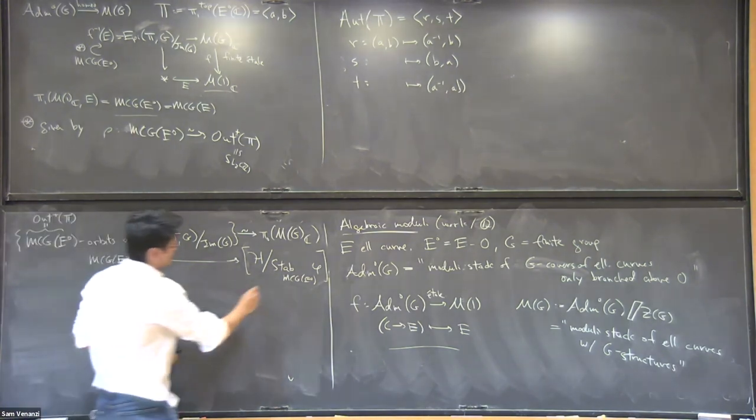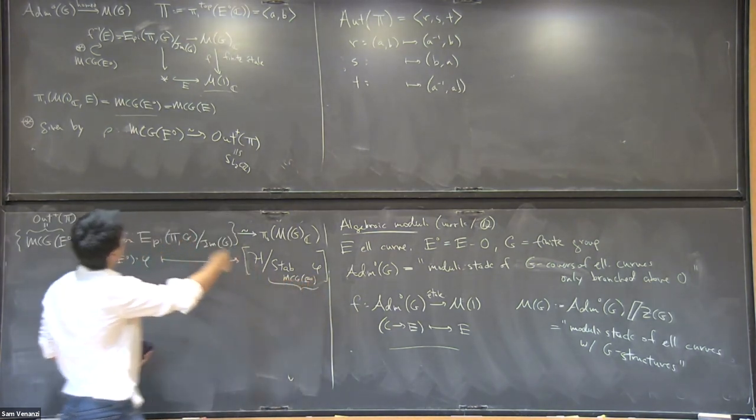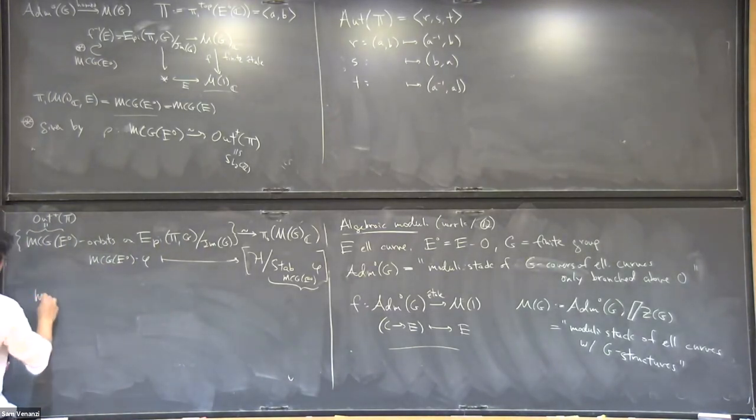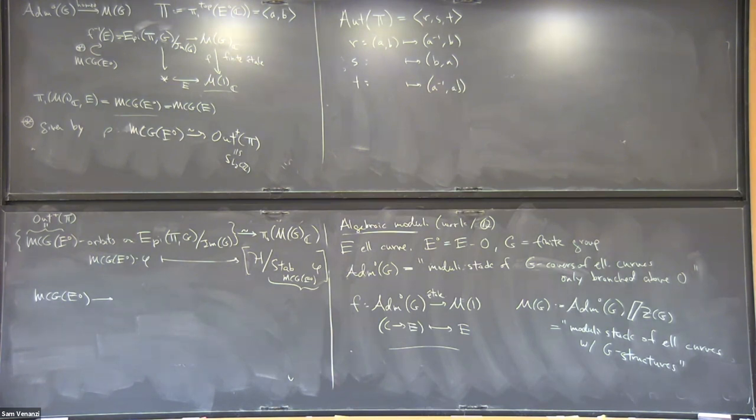And what is the stabilizer? Remember the mapping class group of the elliptic curve acts. How is this related to a non-congruence modular curve? Well, the left hand side is purely group theoretical: all the possible epimorphisms from F2 to the finite group G. And on the right hand side, it's the connected components of M_G, of the stack M_G.